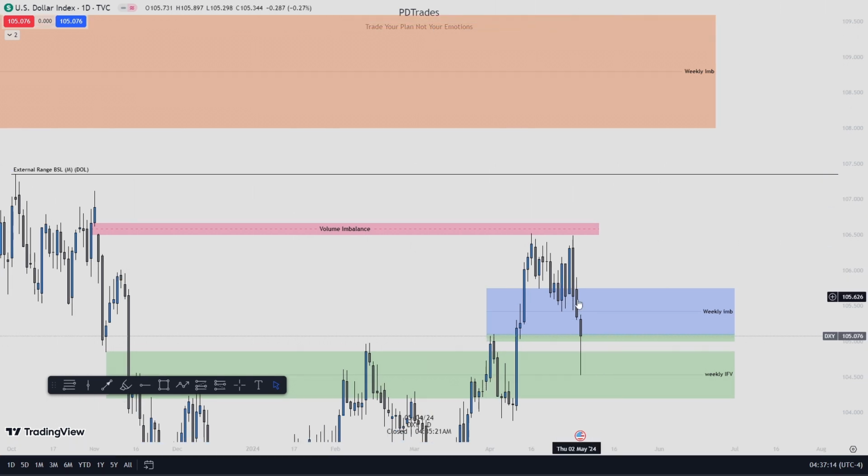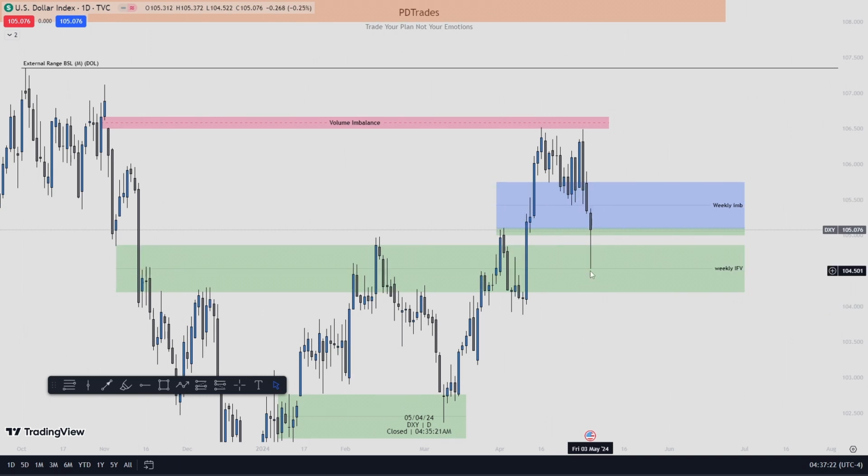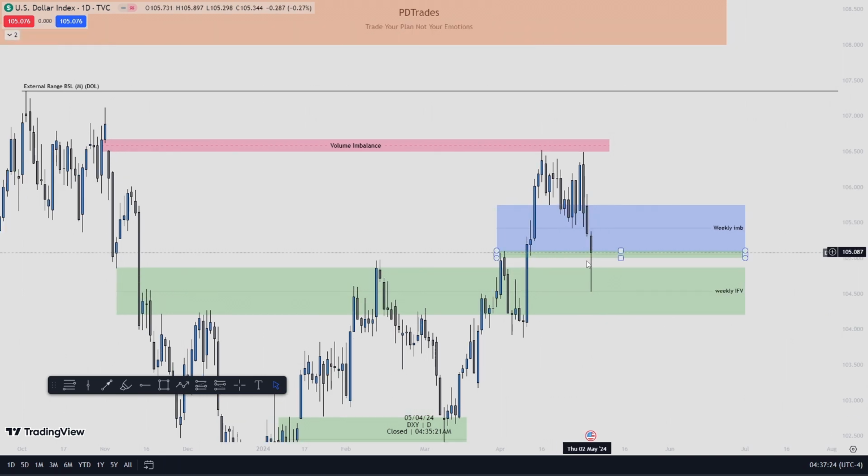Right, so they used NFP to do what? They used NFP to retrace, to make that retracement and reject inside this weekly inversion fair value gap.